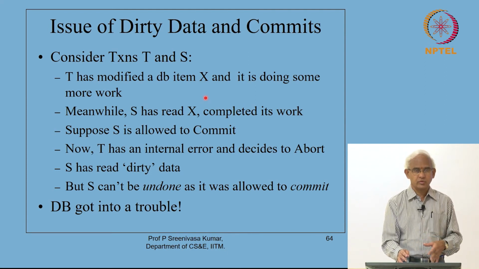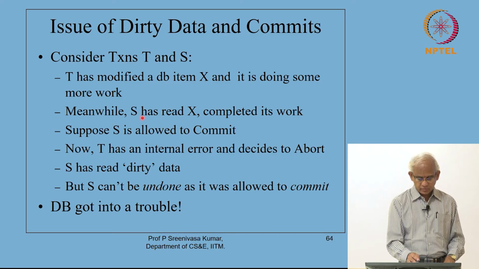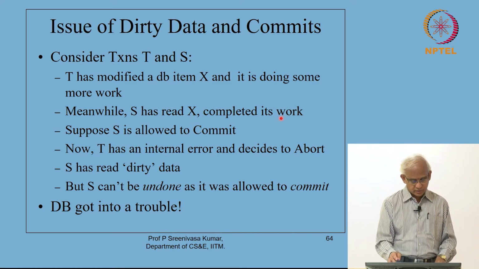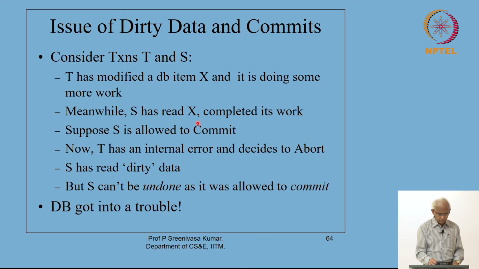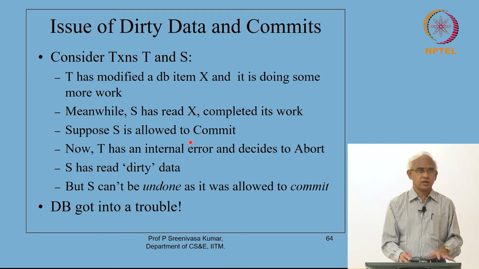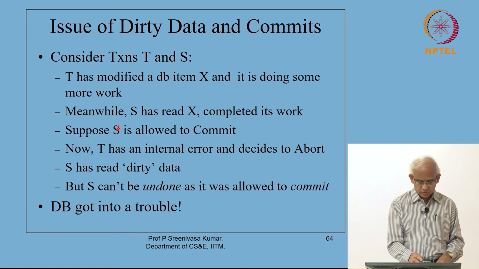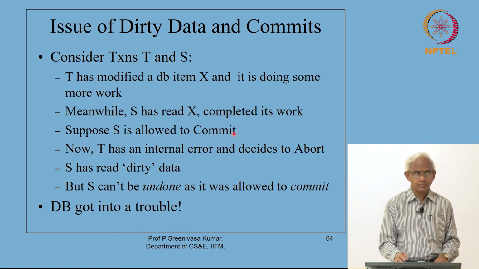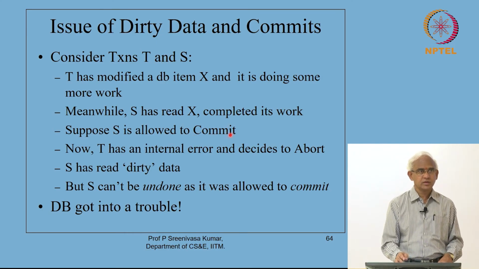So, it was available for somebody else. Meanwhile, S has read and completed its work. Now, the order among commits we have not actually discussed anywhere. Suppose S is allowed to commit. This is the classic case of the dirty data problem.